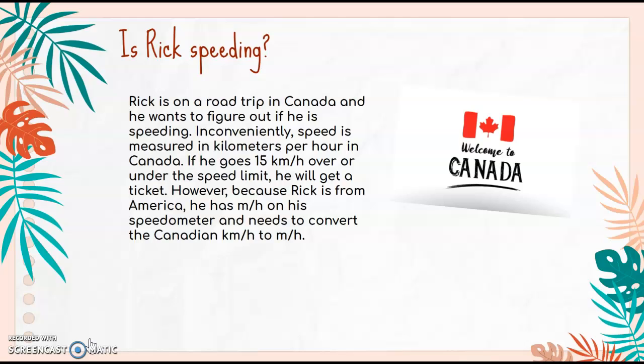However, because Rick is from America, he has miles per hour on his speedometer and needs to convert kilometers per hour to miles per hour.